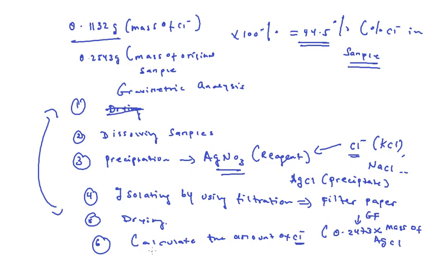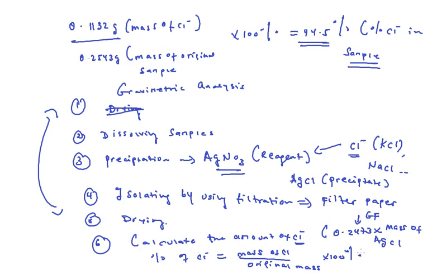Once we get that, the last thing is the percentage of chloride ion, which would be the mass of chloride ion divided by the original mass, times 100%. That's how gravimetric analysis can be done.